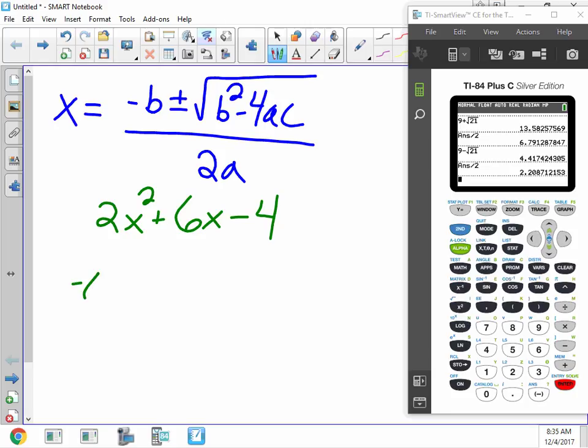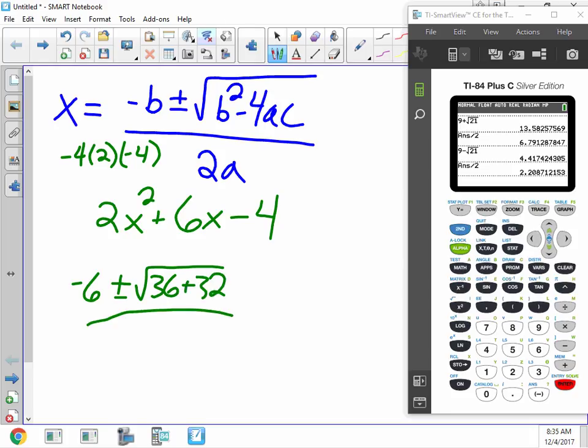Well, negative 6 plus or minus, what is b squared? 36. And then negative 4 times 2 times negative 4. Negative 4 times 2 is negative 8 times negative 4 is 32. 36 plus 32 is 68. Oh my goodness, I'm sorry. It's over 4. I'm glad you guys are paying attention. Yep. 2a in this case is 4.